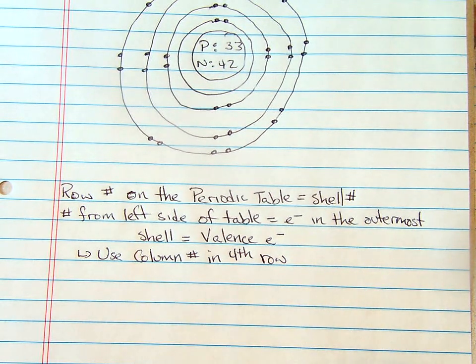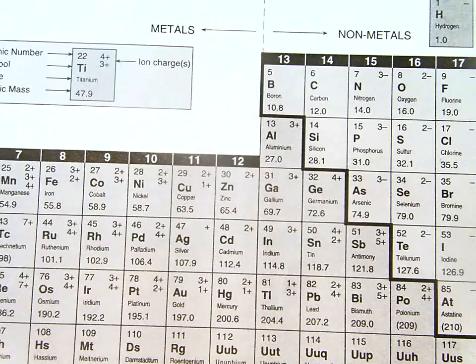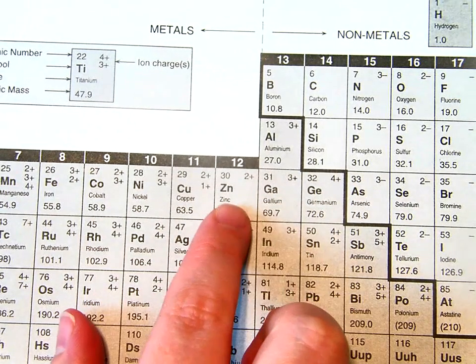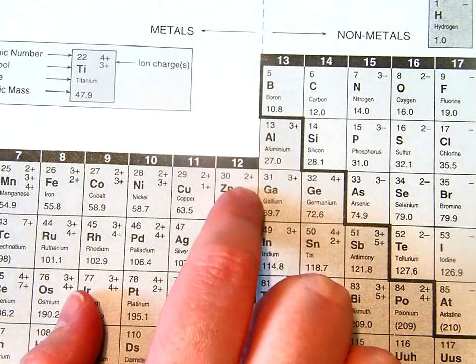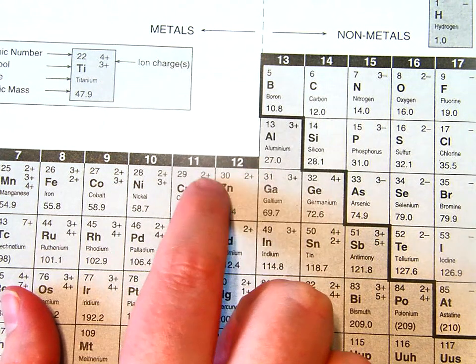So let's look back at our 3 examples from before. If we take a peek at zinc again, zinc, my friend in the 4th row, has a column number of 12. That tells me it's going to have 12 valence electrons, 12 electrons in its outermost shell, whereas the first 3 shells have to be full.